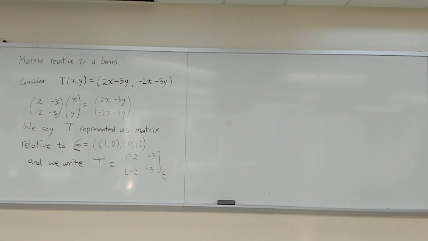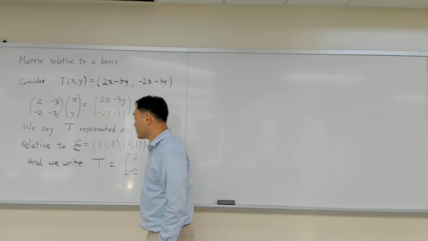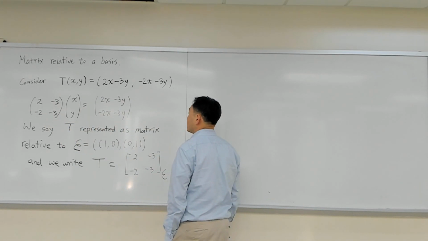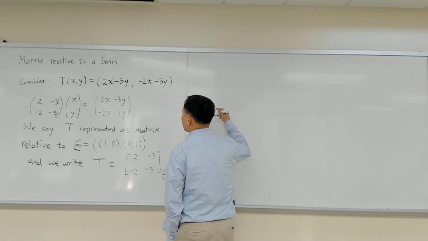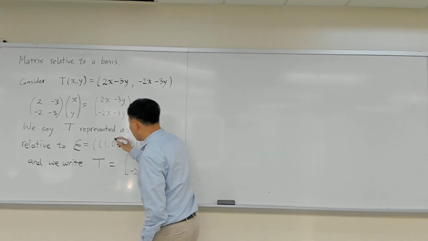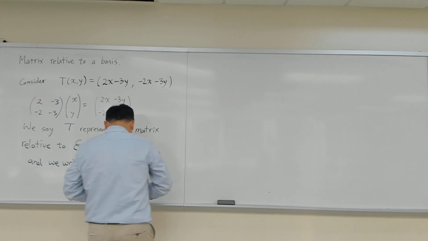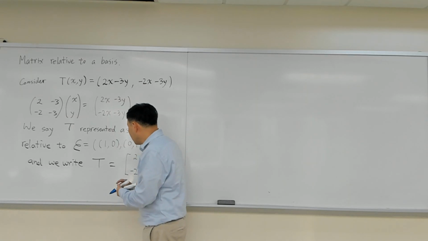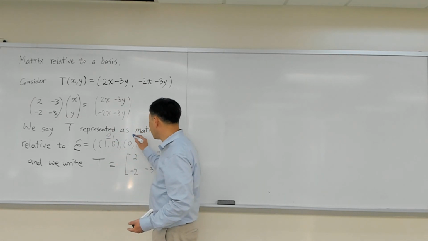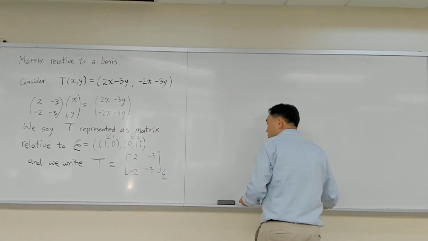Now let's try to investigate what the properties of these numbers are. Okay. So if I do, I'm going to use another standard notation where we write E1 for this guy and E2 for this guy, okay? That's a standard notation.